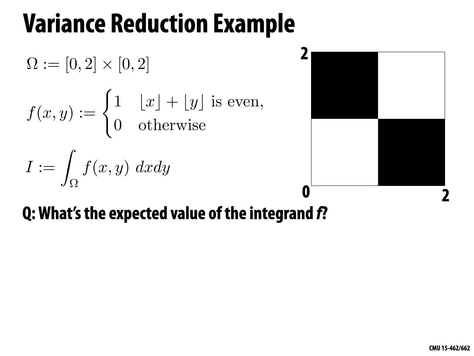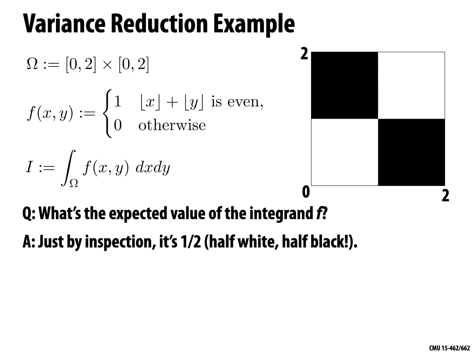Okay, so question. What is the expected value of the function f? Right, remember, the expected value is kind of the average value. And so what is the expected value of f? Well, if we associate black with 0 and white with 1, then we see that, just by inspection, the expected value must just be 1/2, half white, half black.